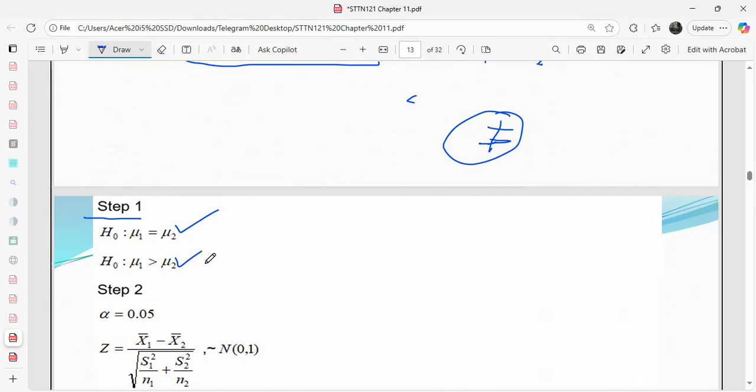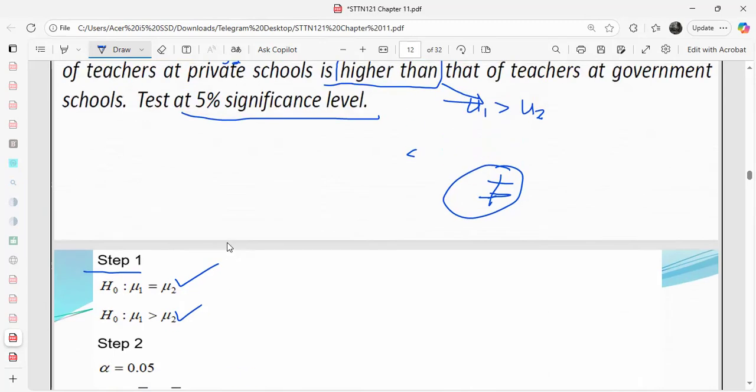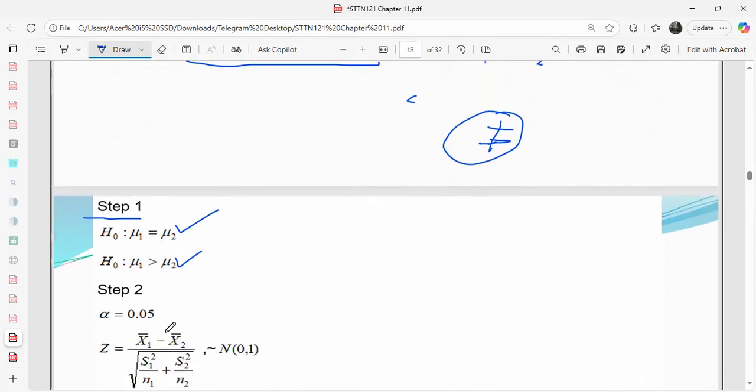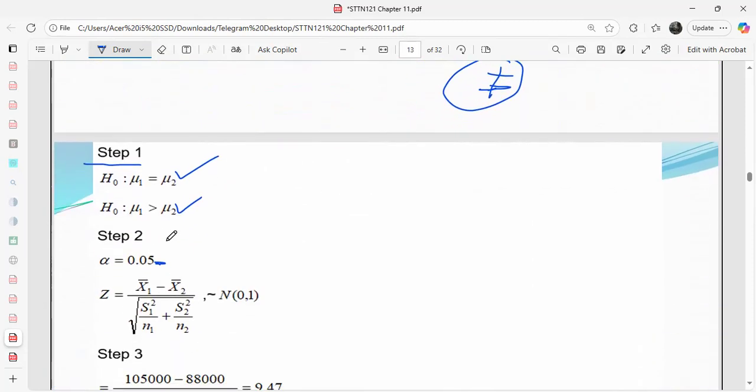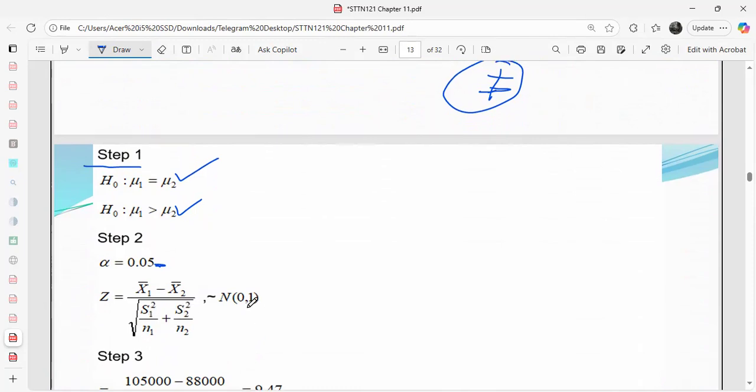They used greater than. So now, step 2 is when you specify the level of significance, which is alpha, 0.05. Now remember we said that under hypothesis testing for the population mean, we need to check if N1 is greater or equal to 30 and N2 is greater or equal to 30, we're going to use the method of the Z, which is this one: x bar 1 minus x bar 2 over the square root of variance 1 over N1 plus variance 2 over N2.